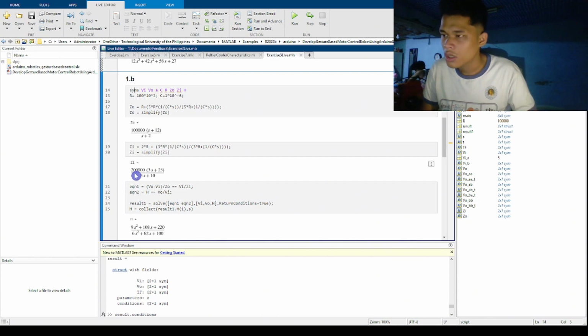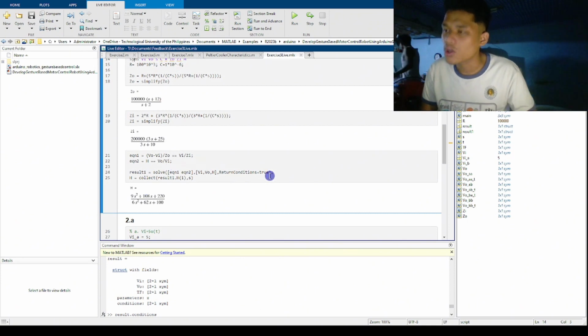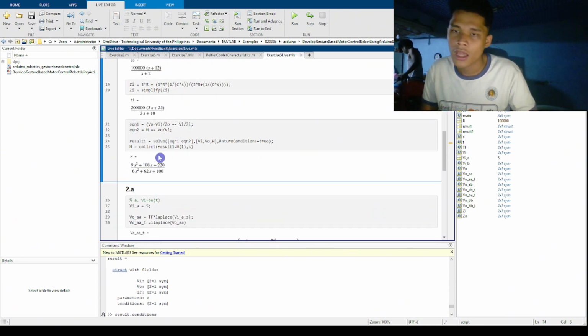So we can now define our equation 1 and equation 2. Our equation 1 will be our op-amp equations using ideal op-amp conditions, and our equation 2 again is for the transfer function. Using the solver again, we find that this here is our transfer function.